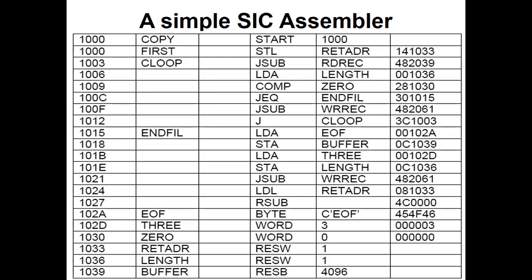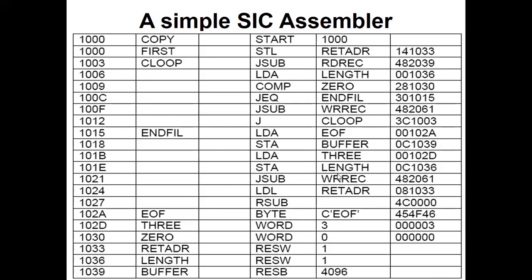Very good. Therefore, the second text record begins with the T, followed by the beginning address, which is 00101E, then followed by the length of the record, which is 15. And then we write the machine language instructions and the data, which begins from 0C1036. Then you continue 48, 2061, all the way up to 000000. This one doesn't exceed 60, but that is where we stop the second text record.